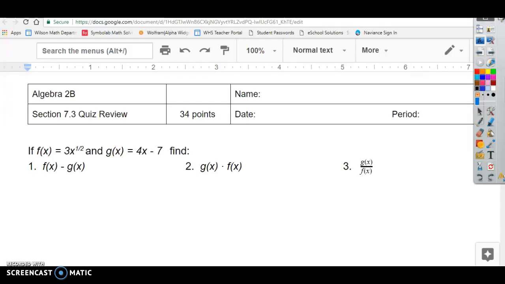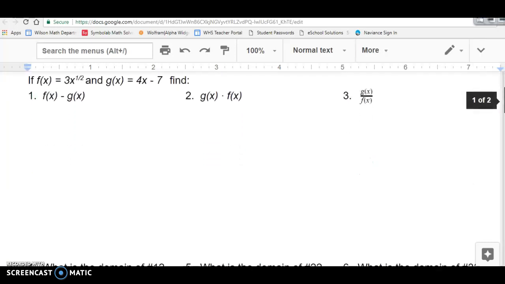Hello, ladies and gentlemen. This is the review for the 7.3 quiz. All right, as you can see, we're going to start with functions here at the top of your review sheet.